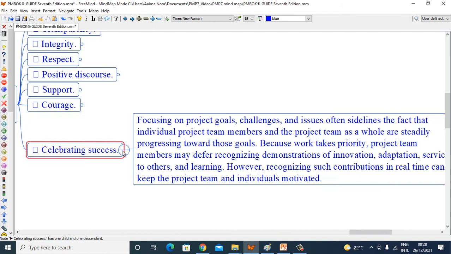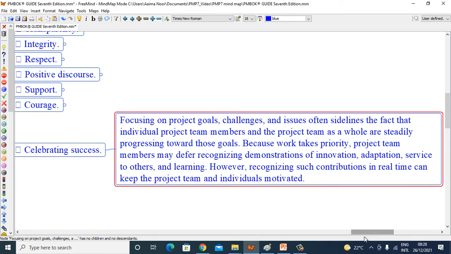Celebrating success. Focusing on project goals, challenges, and issues often sidelines the fact that individual project team members and the project team as a whole are steadily progressing toward those goals. Because work takes priority, project team members may defer recognizing demonstrations of innovation, adoption, service to others, and learning. However, recognizing such contributions in real time can keep the project team and individuals motivated.